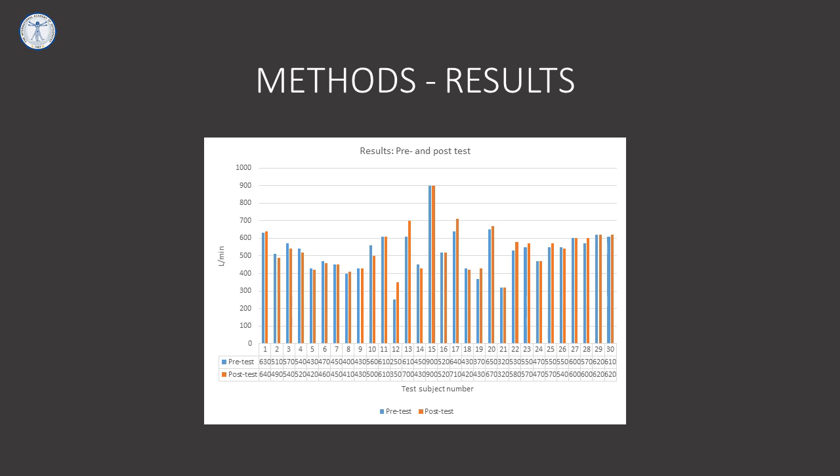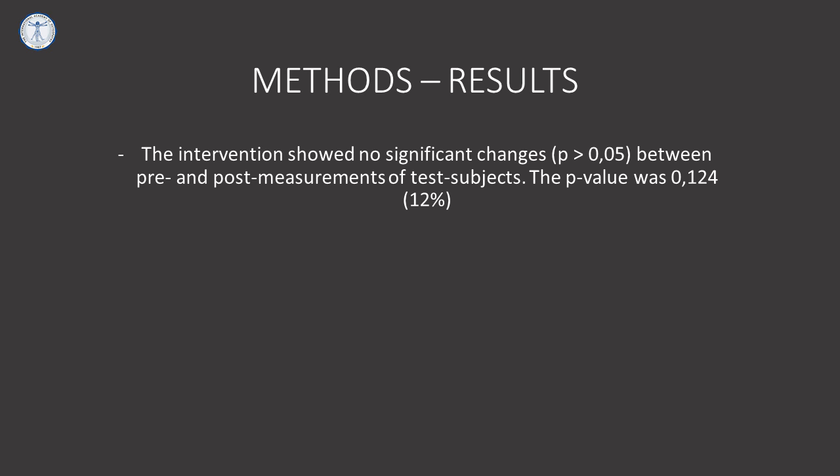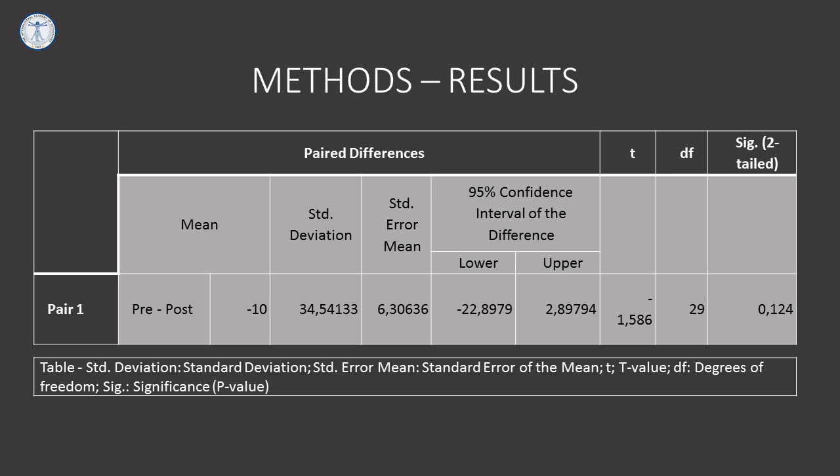IBM SPSS Statistics was used in this non-randomized experimental trial to evaluate the data with a paired sample t-test. The intervention showed no significant changes between the pre and post measurements of the test subjects. The alpha level was set at 0.05. The p-value was 0.124. There was no control group in the study.